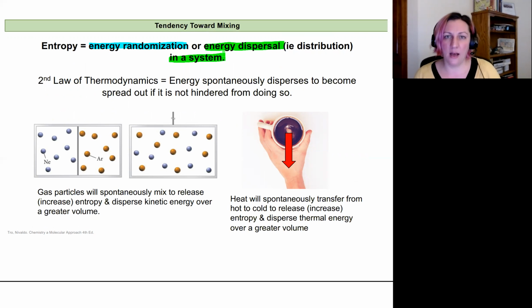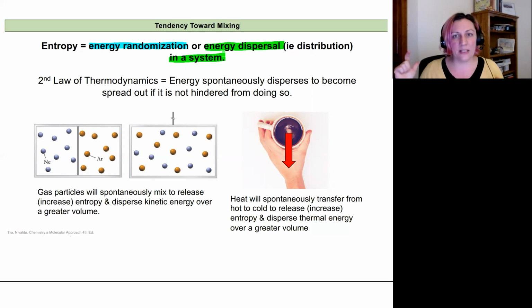So the second law of thermodynamics states that energy will spontaneously disperse to become spread out if it's not prevented from doing so. Right. So the natural order of things, energy is going to disperse. And that's this driving force that is entropy, that we'll always see things spread out to disperse the energy over as large of an area as possible.